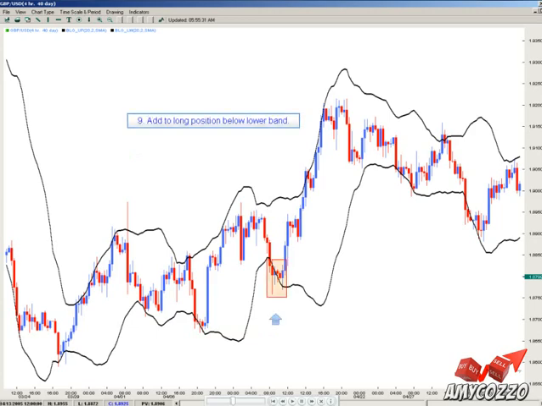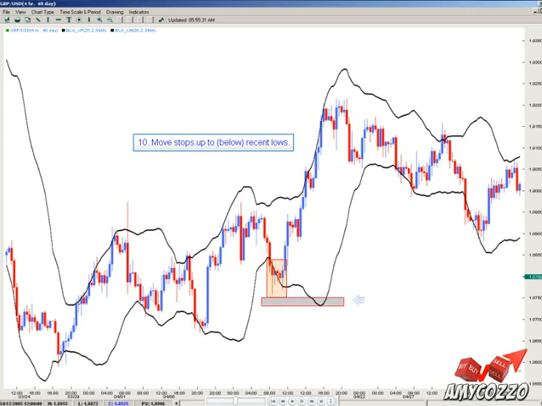We can always add to our existing position, as long as the protective stops are moved up accordingly. Notice the long wicks that emerge at the bottom of the range, indicating the buying pressure may be stronger at this point.